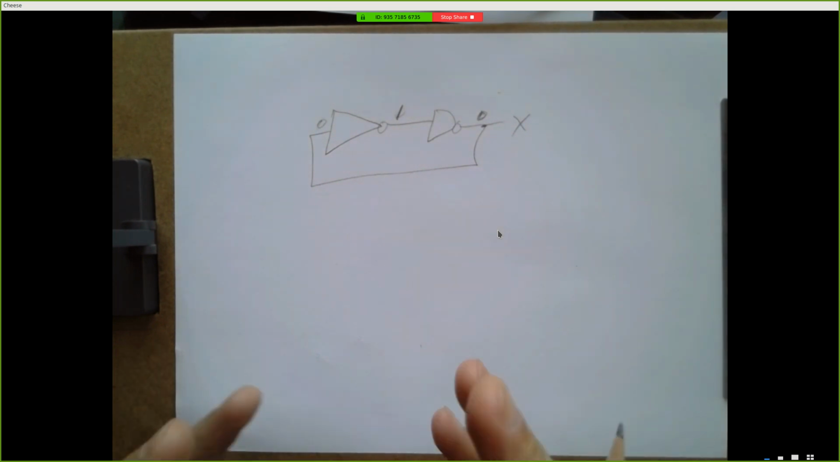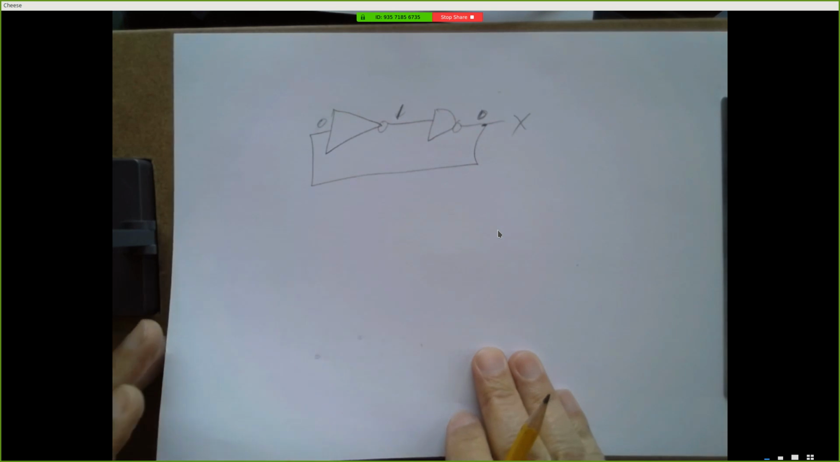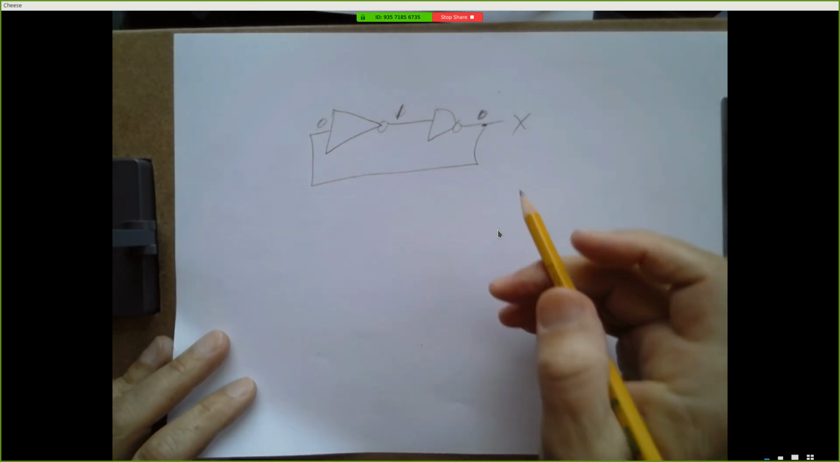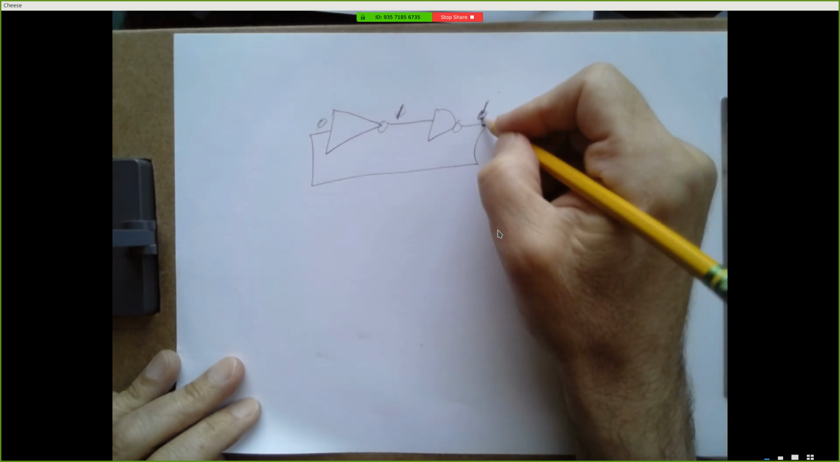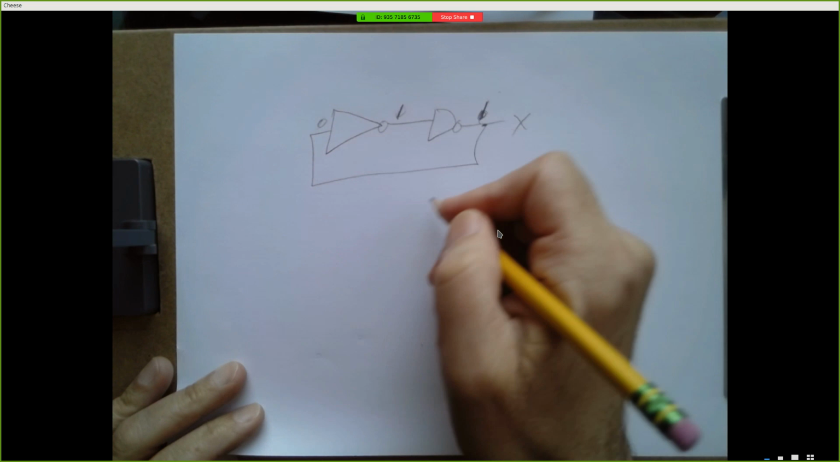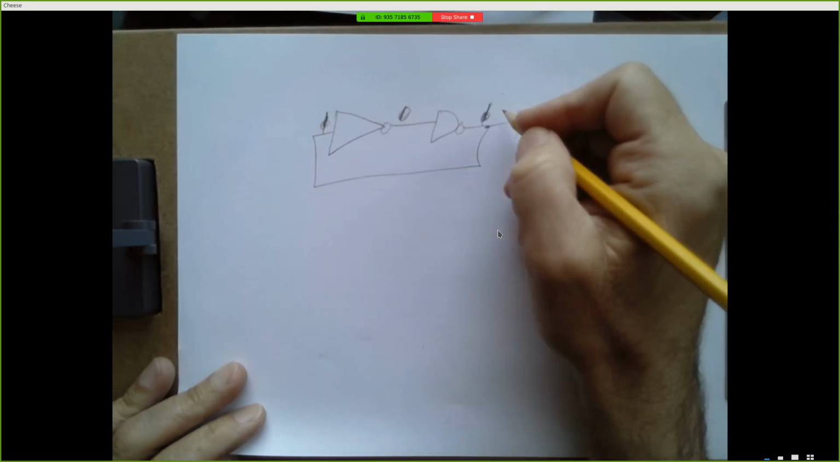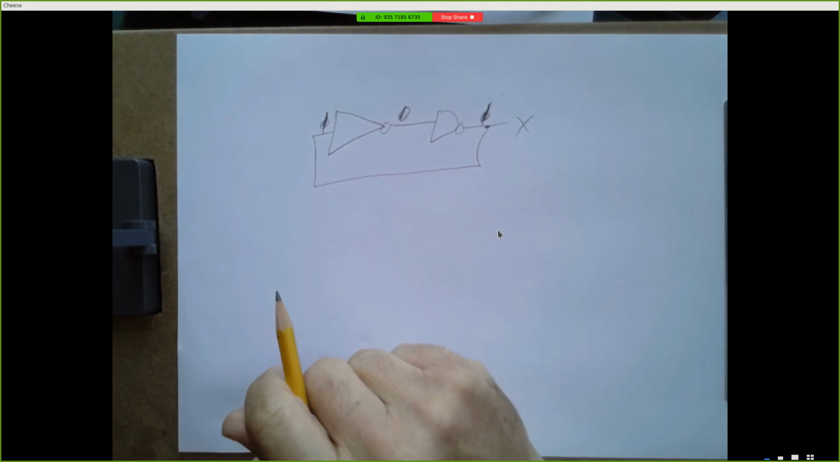So this can store a bit, it can remember a value. And if we were to take this output and just temporarily touch it to 5 volts to force this to a 1, and then take away that wire that touched it to 5 volts, this will become a 0, this will become a 1. This thing will remember that value 1.